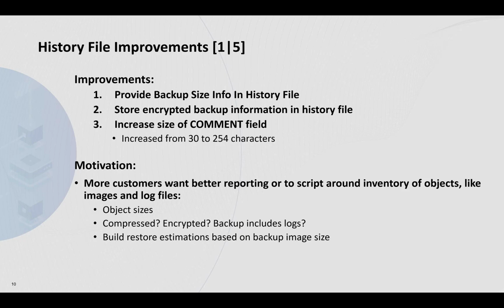Also, a lot of people want to look at their backups and say, hey, is this including logs? Is this an encrypted backup image? Is this compressed? A little bit more attributes, if you want to call it that, for the backup images and the log archives and the load copies. So we added that information now as well. So when you do your list history, you can tell that type of information.